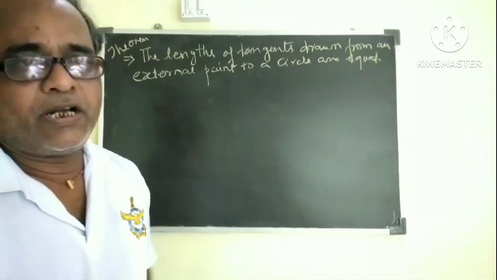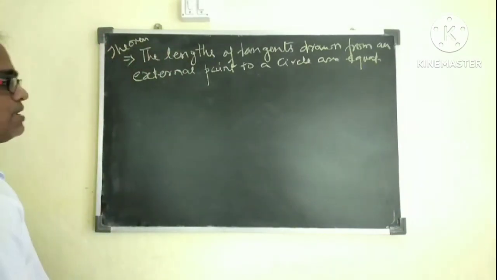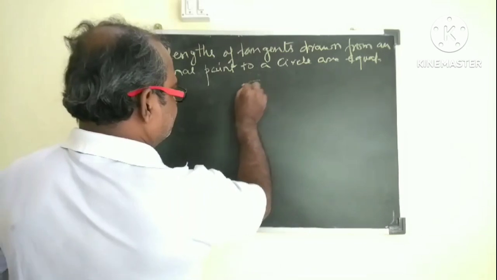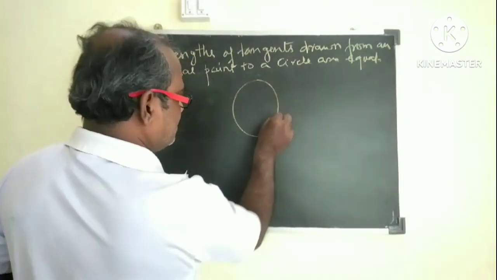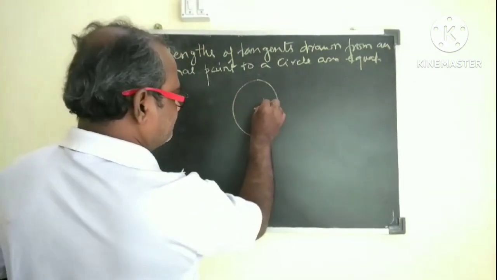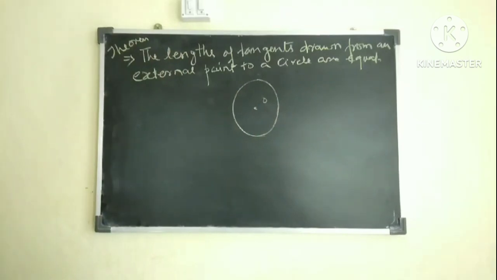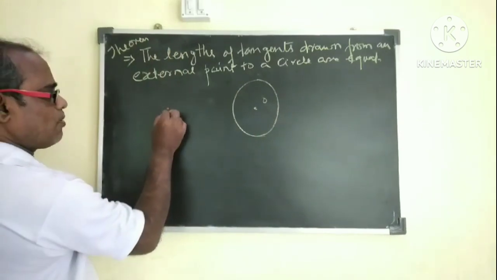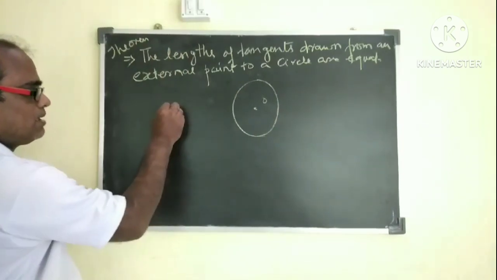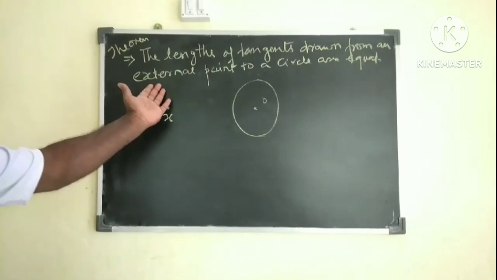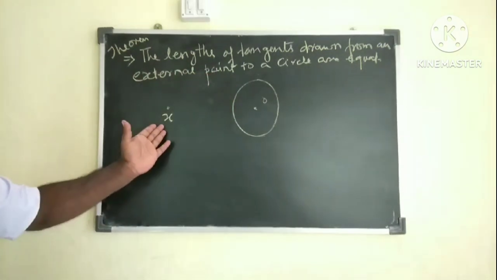So let's find out how to prove it. First, let us draw a circle. Suppose this is a circle with center O, and let X be any point. See here, X is the external point. Here they have written an external point. So X is an external point.